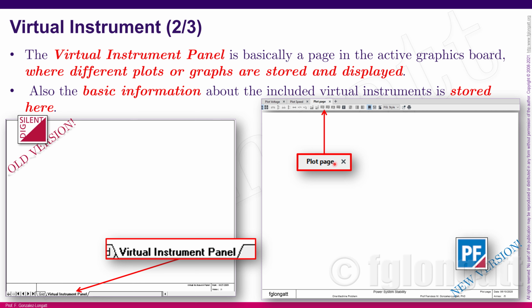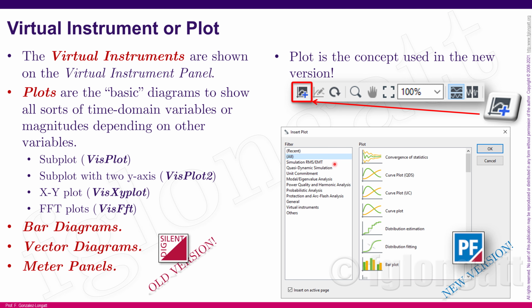In that white paper, you will include your graphical results, and that is the next step. The next step is you need to add your plots, and there is a button here in the new version. You can press this button over here, and suddenly Power Factory will ask you, what kind of plot do you want? And there are many different types of plot depending on the study that you are running.